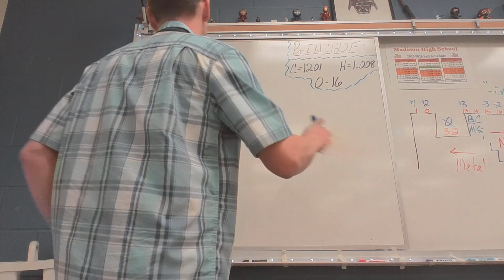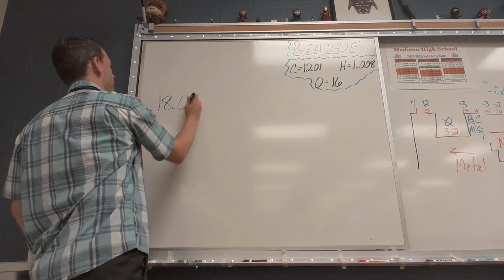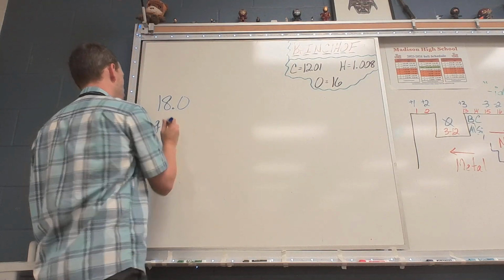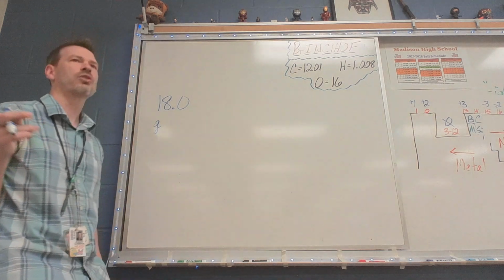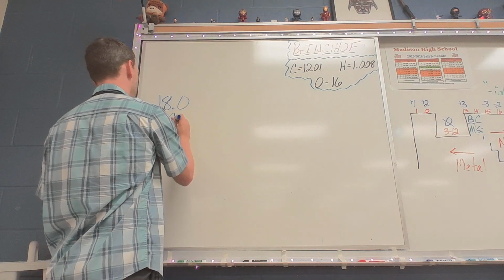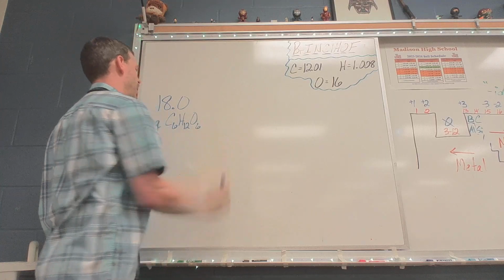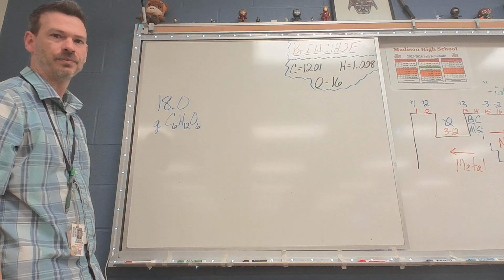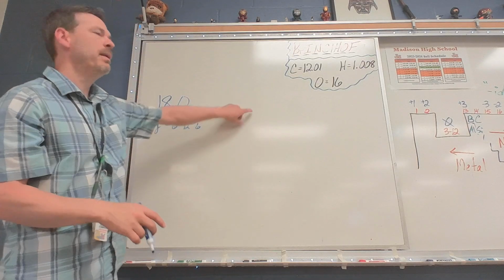See the 18 grams of sugar? The given is always what starts the grid. So 18 grams of sugar. Let's assume glucose. What's the formula for glucose? Very good. C6H12O6. But it doesn't want grams. It wants to know how many moles that is.